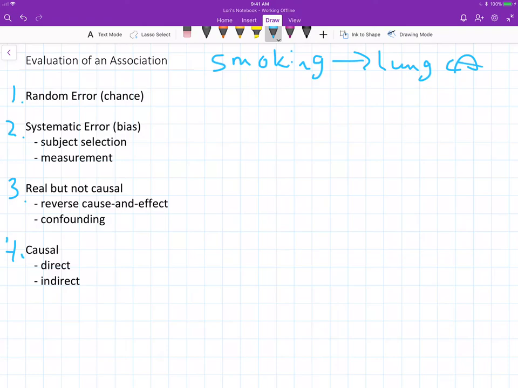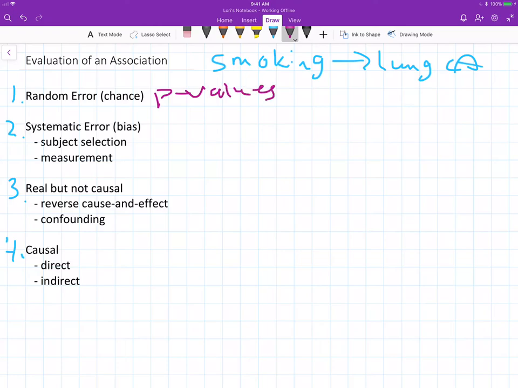But if you develop a way of thinking about these associations as you're either reading about them or studying them, then you'll have a really strong foundation for looking at things objectively. So, first of all, I want to talk about random error. And with random error, this really has to do with chance. So anytime somebody says, well, could we have found that association by chance? The way we know about that is by looking at p-values.